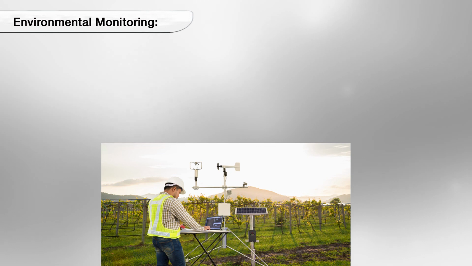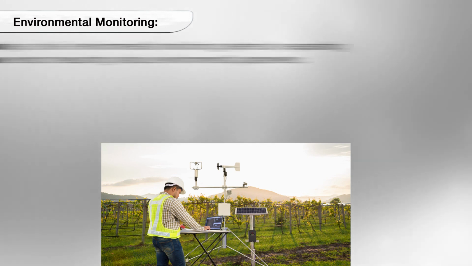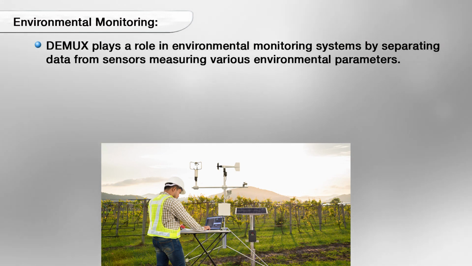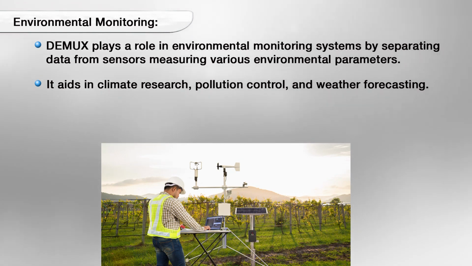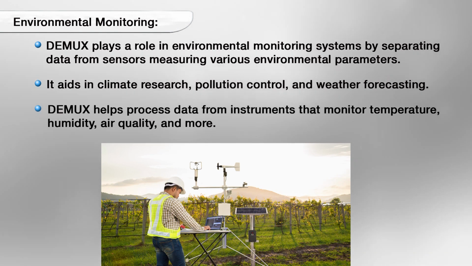They are used in environmental monitoring. They play a significant role in environmental monitoring systems by separating data from sensors measuring various environmental parameters. It aids in climate research, pollution control and weather forecasting. DMUX helps process data from instruments that monitor temperature, humidity, air quality and many more.